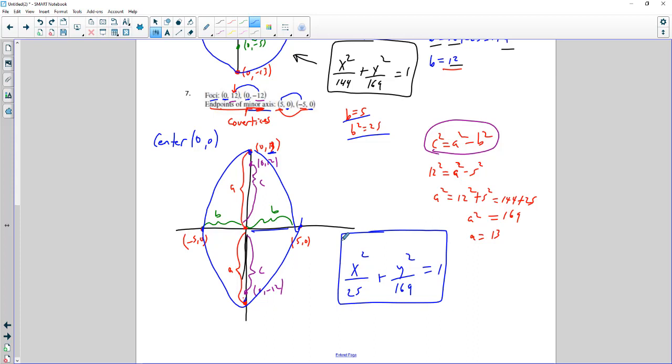Okay? Hopefully that makes sense. We're just piecing it together, but you have to understand the relationship between a, b, and c, and then you can easily do this. Okay?